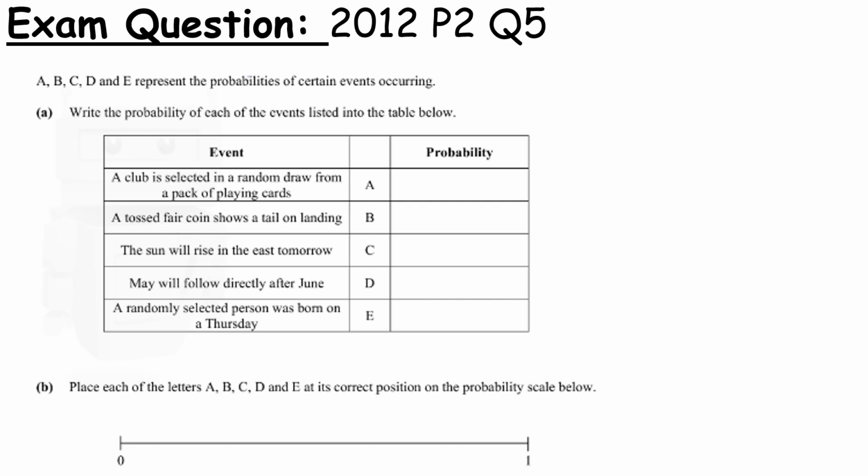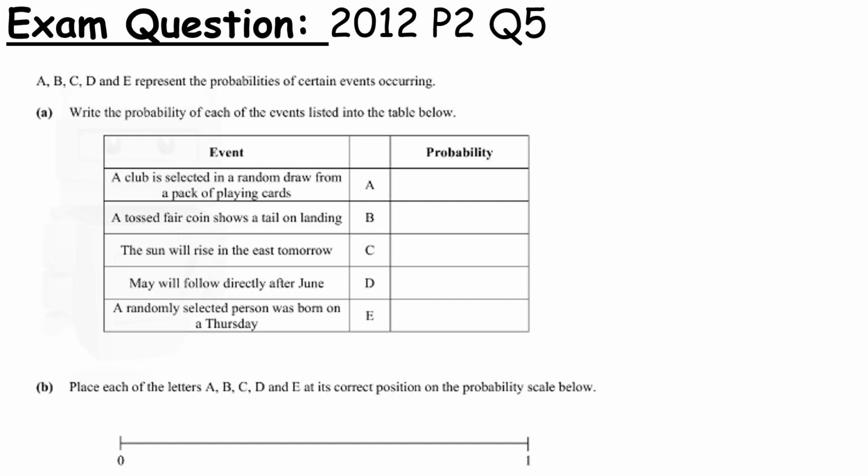So let's look at an old Junior Certificate question from 2012. A, B, C, D, and E represent probabilities of certain events occurring. Write the probability of each event listed in the table below, and then part B asks us to place them on the correct position of the probability scale.